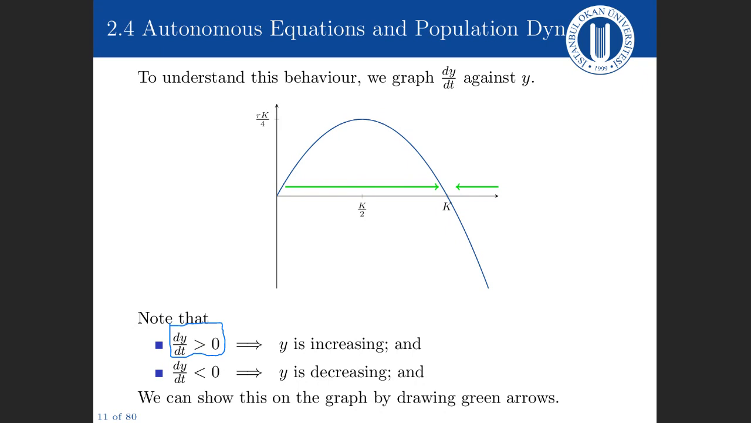We show this with graphs. When y is increasing, we draw a green arrow to the right because it's getting bigger, so y is moving to the right. And when y is decreasing, when dy dt is negative, y is getting smaller, y moves to the left on this axis. We draw a green arrow to the left.